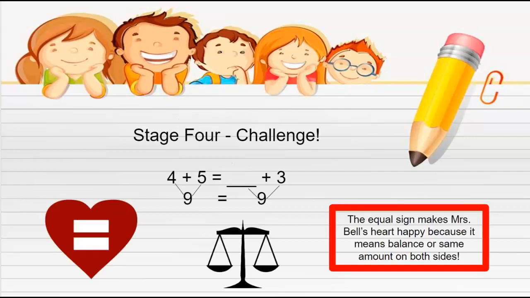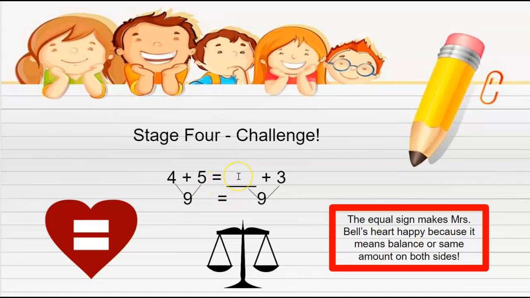Moving on to stage 4. This is a bit of a challenge here now. Here we're looking at balancing equations with different numbers on both sides now. And remember that missing add-in can be anywhere, but here we're doing 4 plus 5 equals 9. And then we have to remember that equal sign means balance or same amount on both sides.